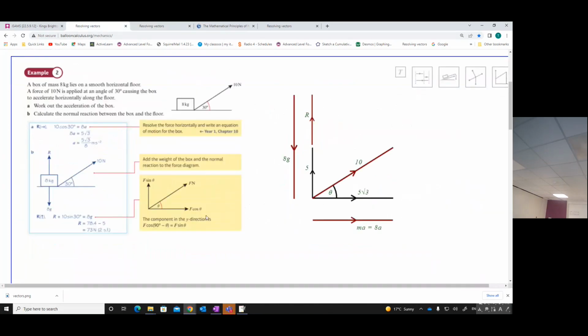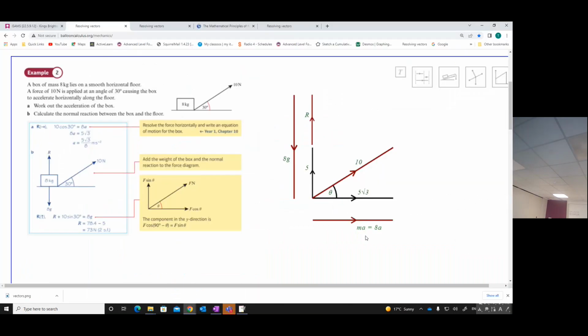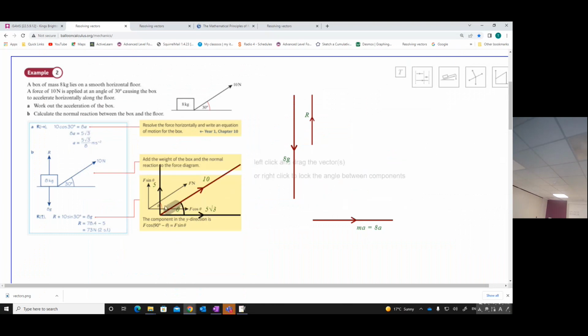Moving on to a perfectly smooth horizontal floor. Resolve the force horizontally and write an equation of motion for the box. So really, just to write that one line here, we need to do this much work. For part A, we don't need to look vertically yet, but we do need to look at this force.